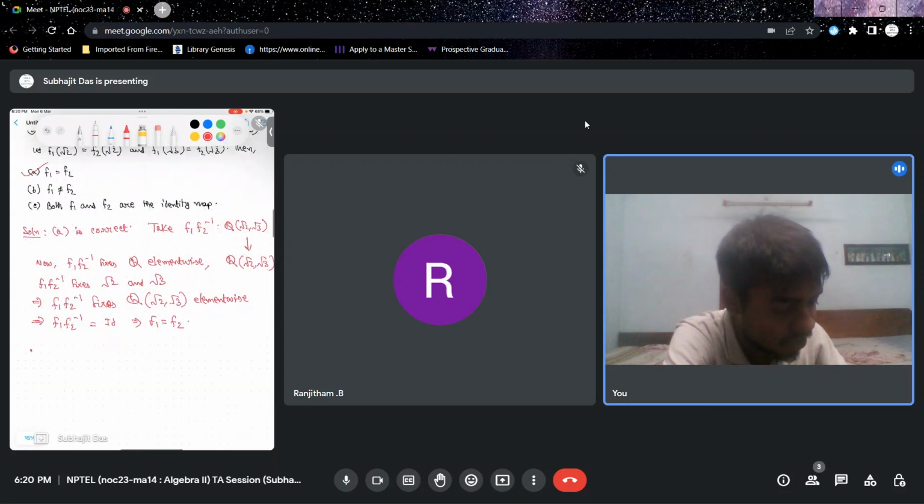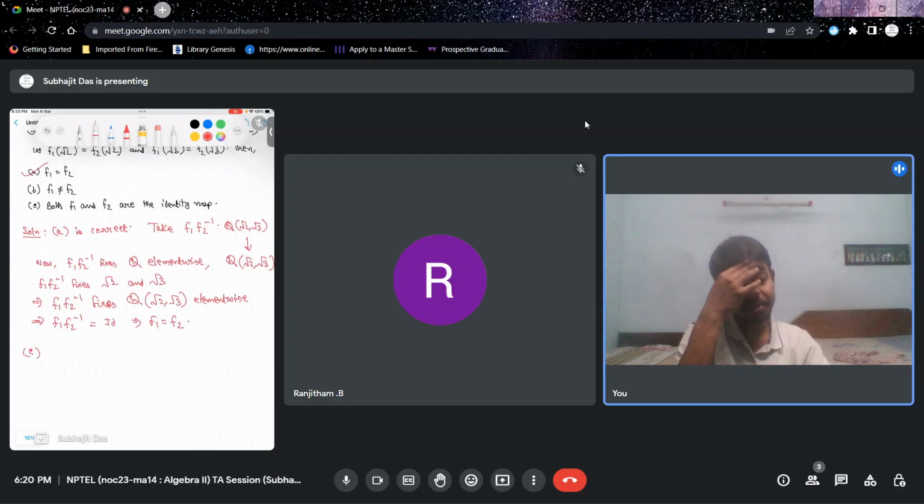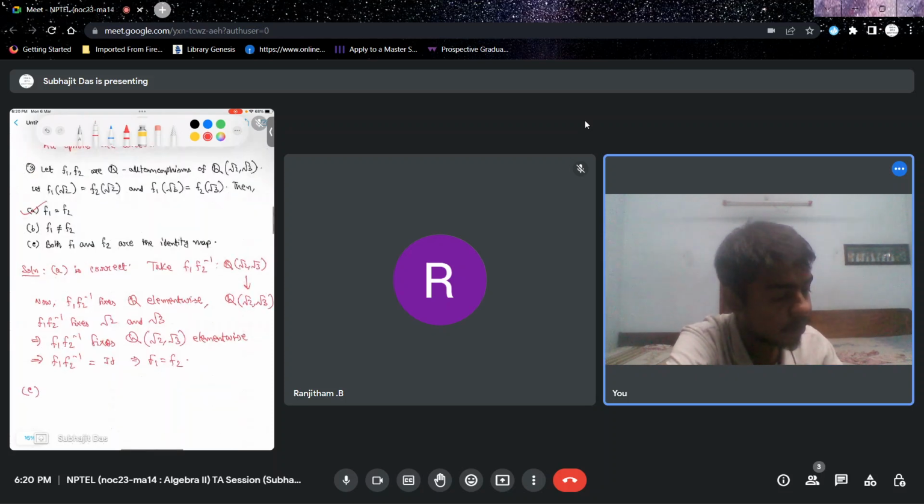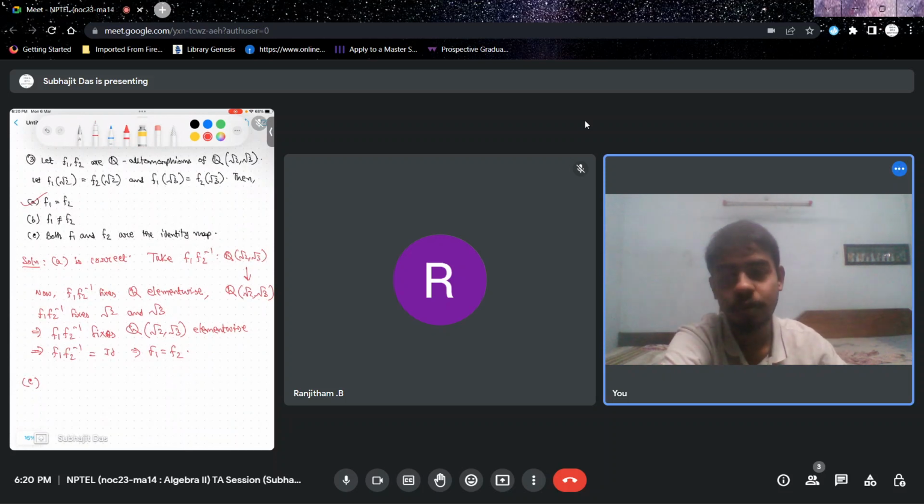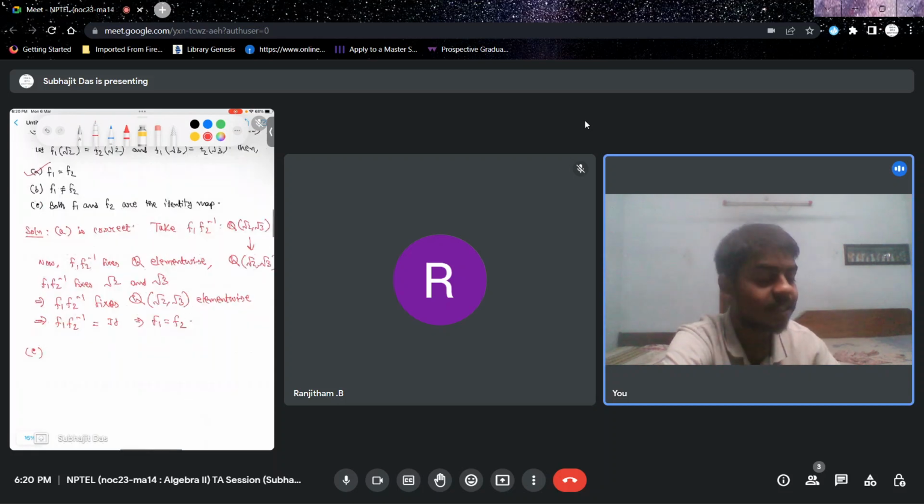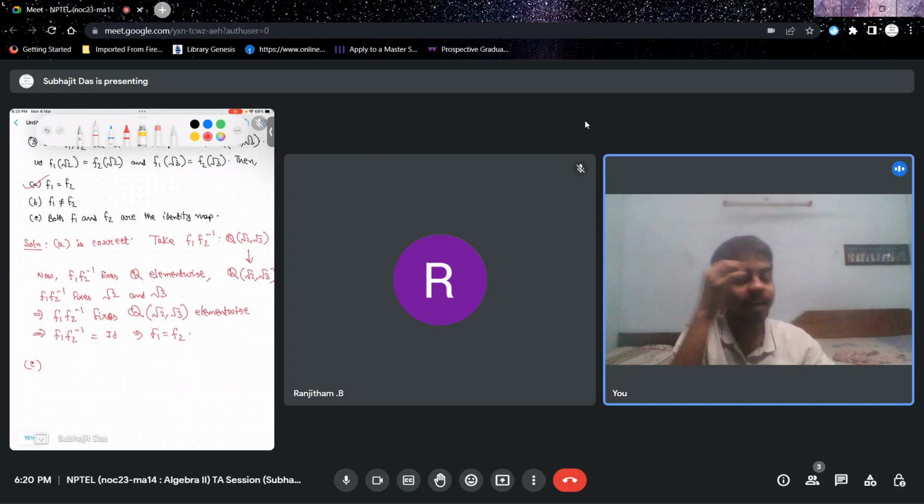Now what about option C? Can it be possible that both F1 and F2 are the identity maps? Okay. So we can just give an example to show that this won't be true. We can just give an example of F1 which is not identity.